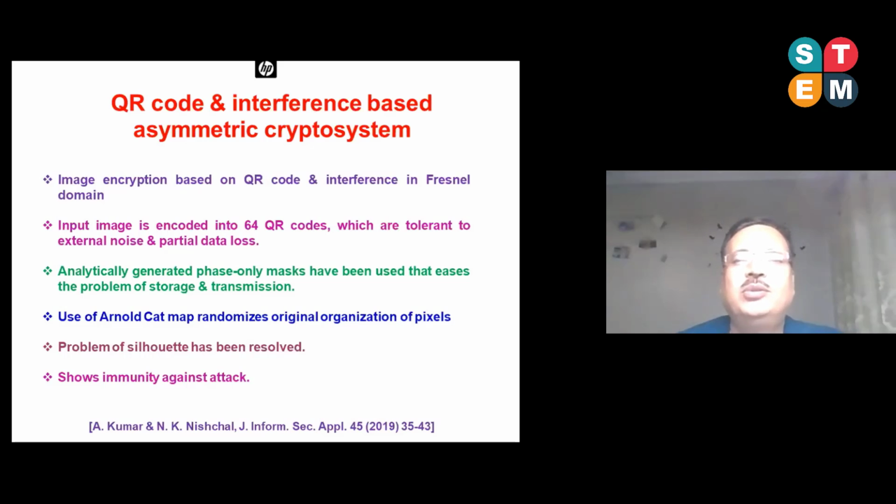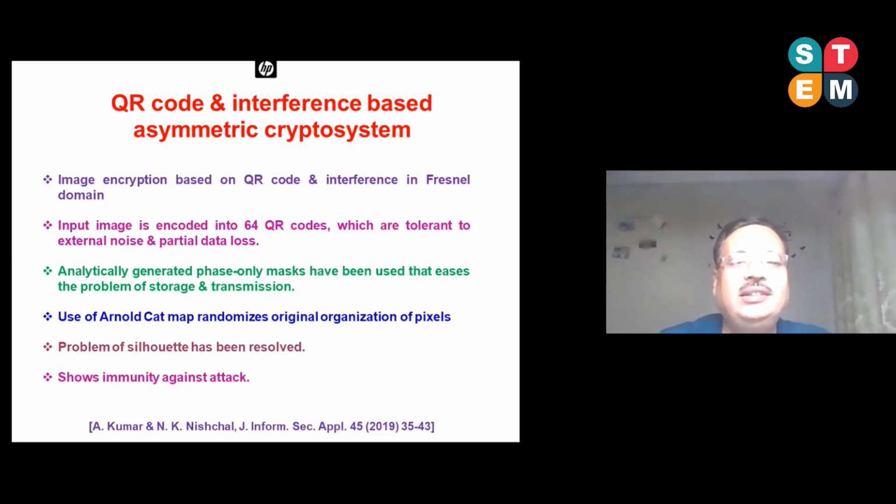So we applied this QR code in an optical interference based asymmetric crypto system. As I mentioned, the asymmetric crypto system is a much better form of cryptography. What we have done here is start with an image encryption scheme where we have combined QR code and interference, and we have done it in the Fresnel transform domain, not in the Fourier transform domain. The Fresnel transform domain offers additional features like the wavelength of the light source and the propagation distance parameters. These additional features help in getting a better encryption system.